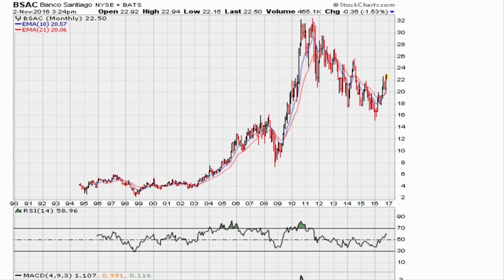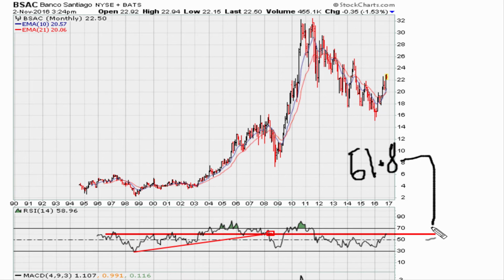So let's draw that one more time, and here it is. Of course, that break here, and we drew a line that corresponds with that break point. Now the one thing I failed to mention is this red line happens to be at about 61.8 on the monthly RSI, which makes this line even more relevant.